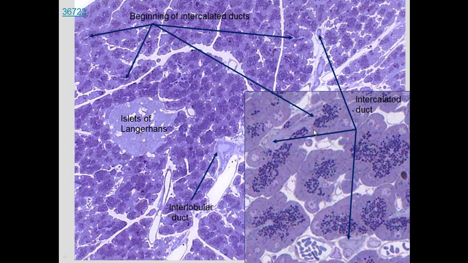You can see the central acinar cells right in through there, which is actually the beginning. And you see this multiple times. That's actually the beginning of a duct. And here's the intercalated duct, another intercalated duct. And these here are the interlobular ducts that are in the connective tissue, between the different lobes.